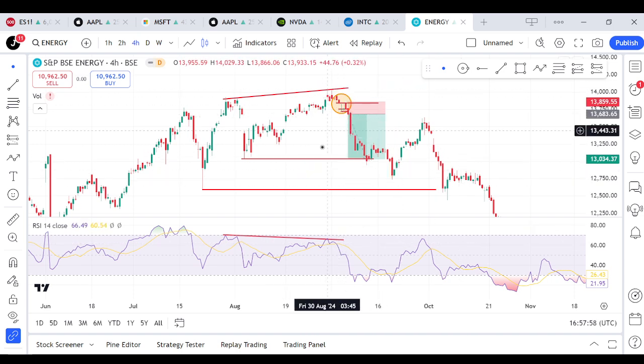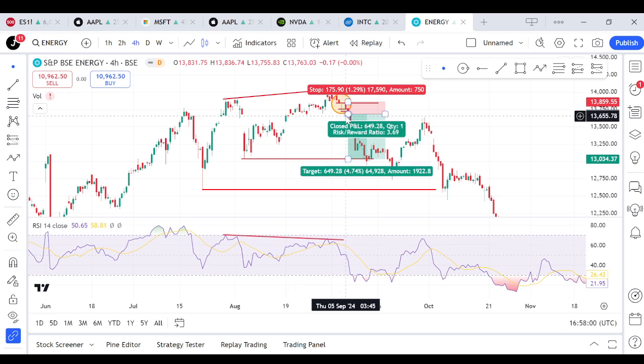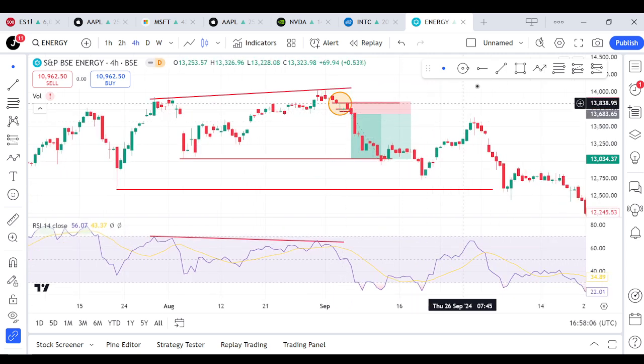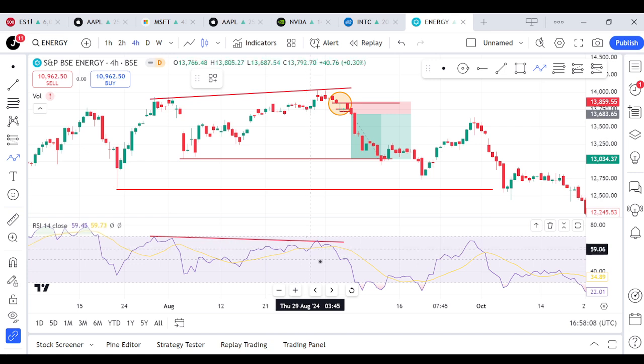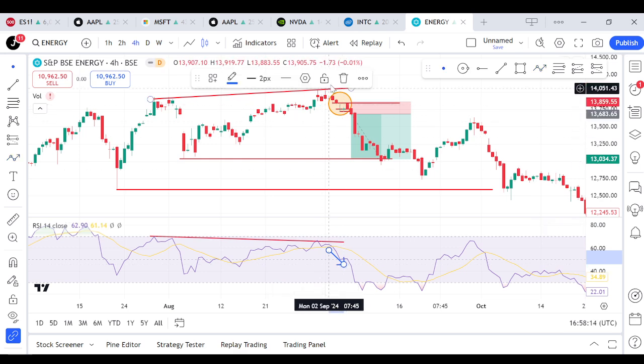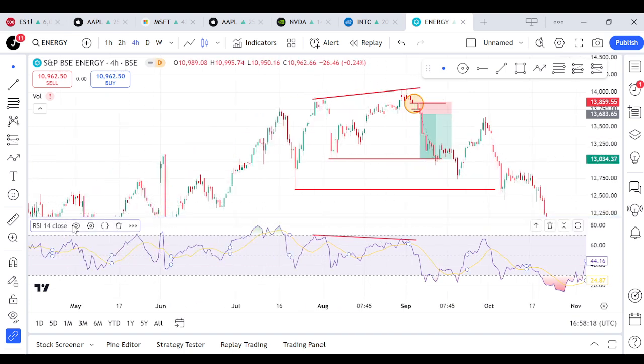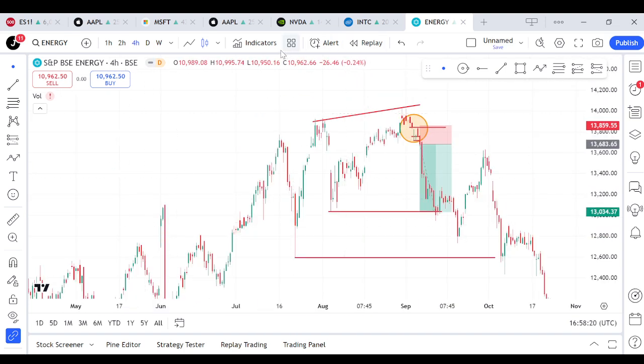So this was an added confluence for our trade, and you can see the moment we had that confirmation, our confirmation is the exact moment when the RSI actually is going below 50, confirming our bearish trend. So this is just for added confirmation. You can also use your moving average to confirm your trades.